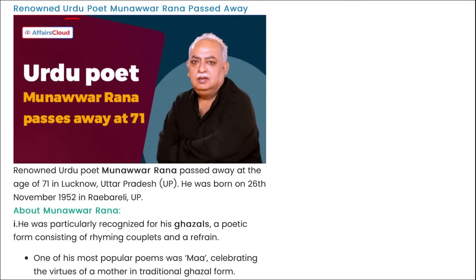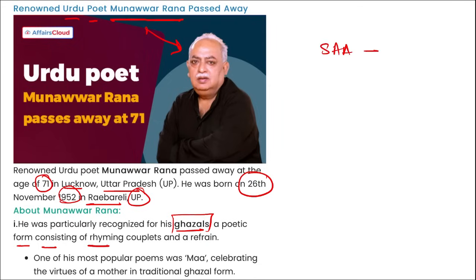Next is Urdu poet Munawar Rana, as you can see him in the picture. He recently passed away at the age of 71 in Lucknow, UP. He was born on 26th of November 1952 in Rae Bareli in UP. Right, he was very famous for his ghazals, a poetic form consisting of rhythms. We know ghazals, right? So for ghazals, he was very famous. He was also honored with Sahitya Akademi Award in 2014 for his poetry Shahdaba, right? And he recently passed away.